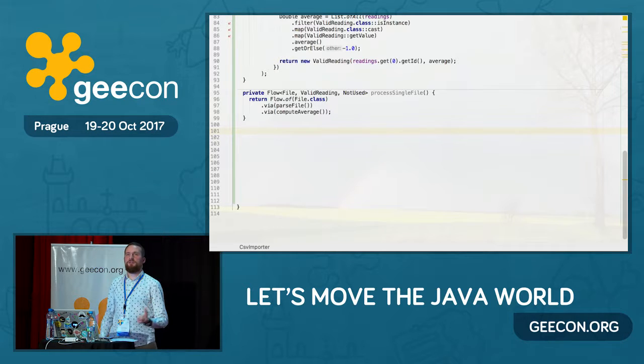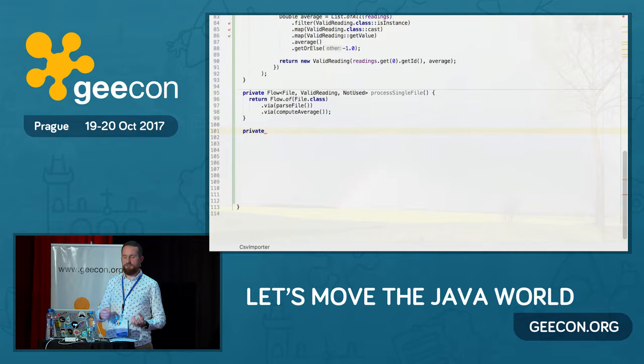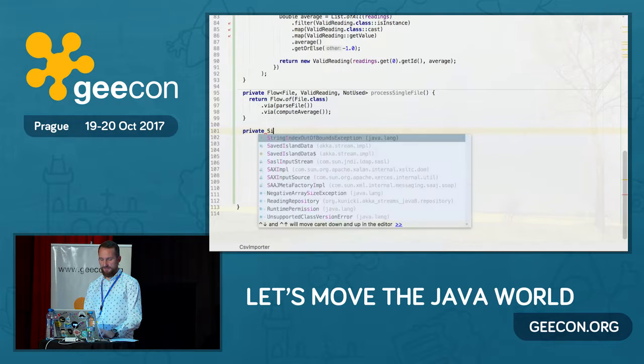Now the last thing we need to do, so we already got to a point where we have a stream of valid readings that are ready to be saved to the database, so we need to save them. And saving will be done using the reading repository we have. And for saving, we are not going to define a flow, since saving is the last part of our processing pipeline. So it won't emit anything downstream. So we're not going to use a flow here, but instead a sink.